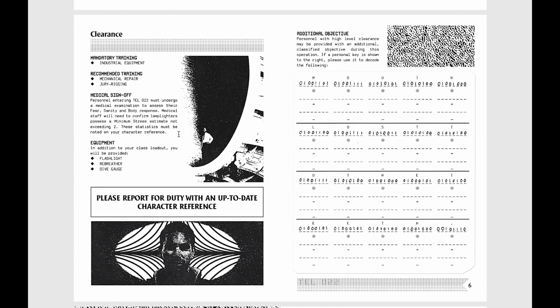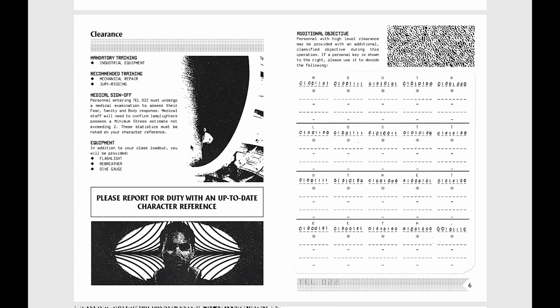This part on the left is basically get your character sheet ready. So there's stuff here about medical sign-off, which just means make sure your stress level starts at 2, like you would normally have for a normal Mothership game. Make sure you fill out your character reference. That's your character sheet. And some extra equipment that Hasmos has very kindly provided you with.